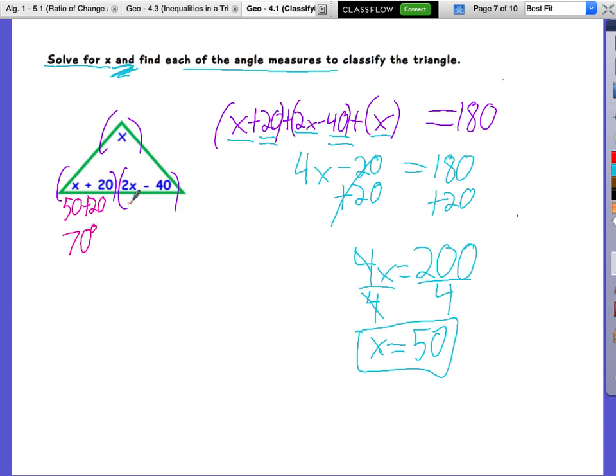And 50 times 2, which is 100, minus 40, which is 60 degrees. Okay, and what's this last one? Just 50 degrees, right? It's given to us. It's just x. And if we check, these would add up to 180. And then we need to classify the triangle. So what kind of triangle do we have, Alicia? It is a scalene, but based on the angles, which is what we're doing, it's acute. Very good. It's a good-looking triangle.